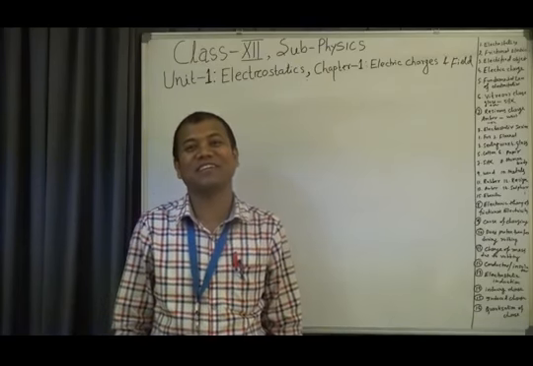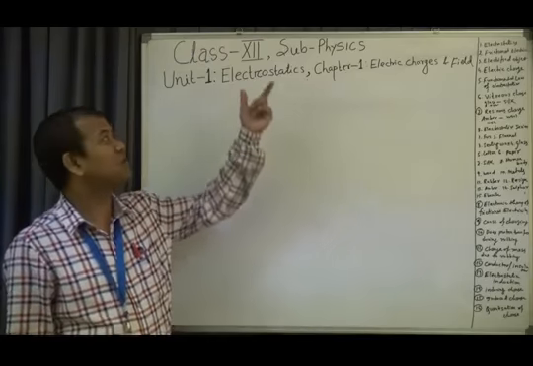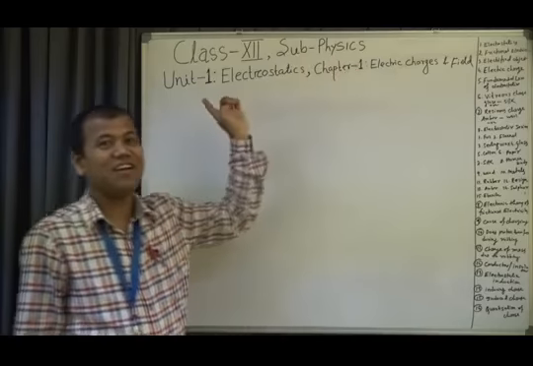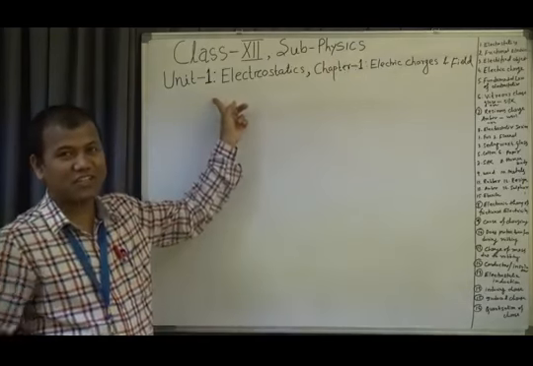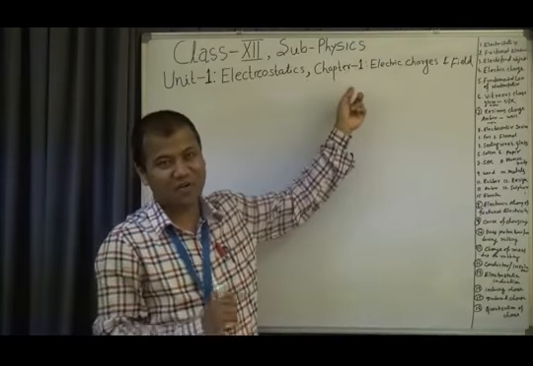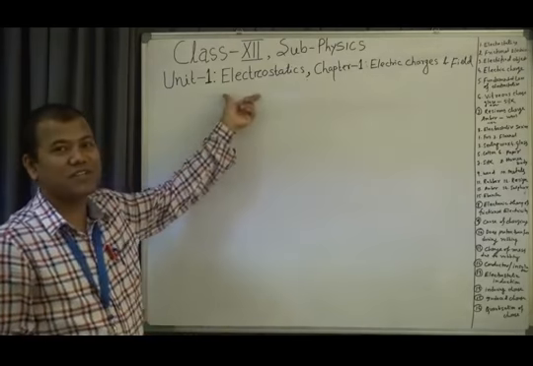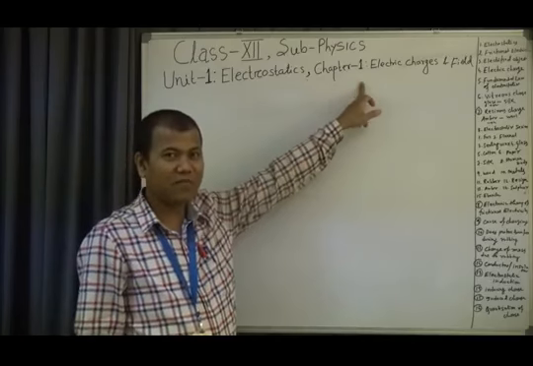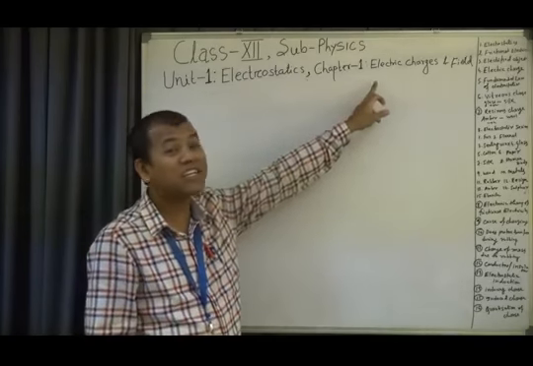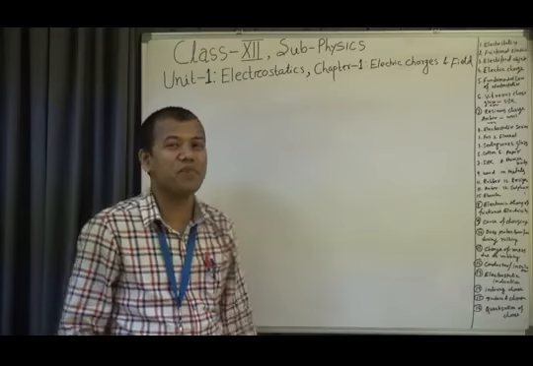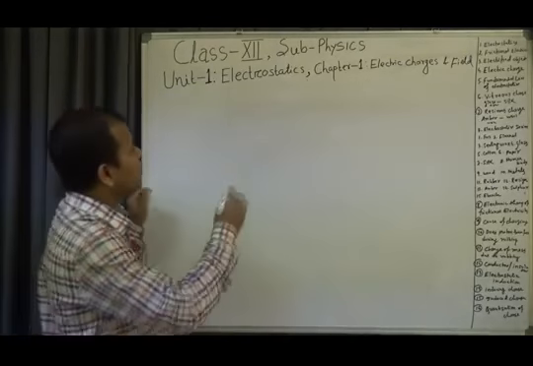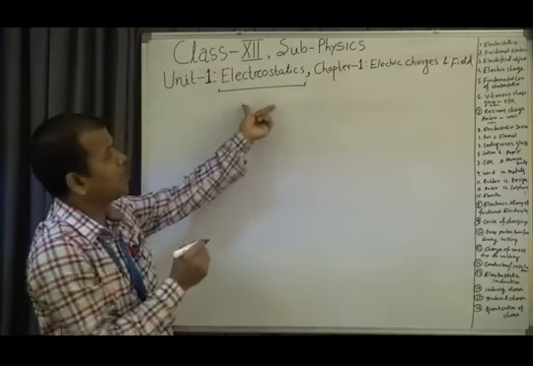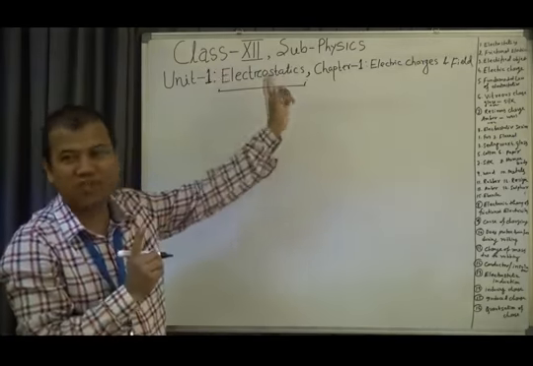Hi students, today I shall discuss class 12 subject physics and the first unit, first chapter, okay. So the first unit is electrostatics, and the first chapter of that unit is electric charges and field, okay. First of all, we should know the meaning of the unit, then the meaning of the chapter.